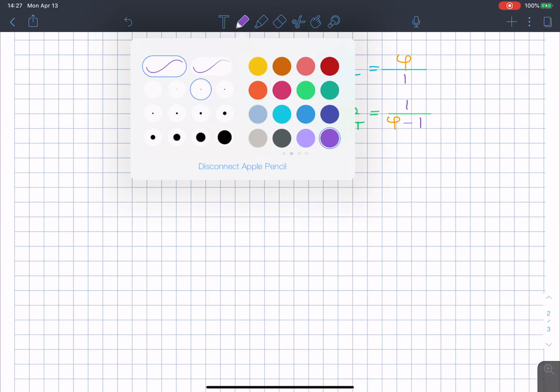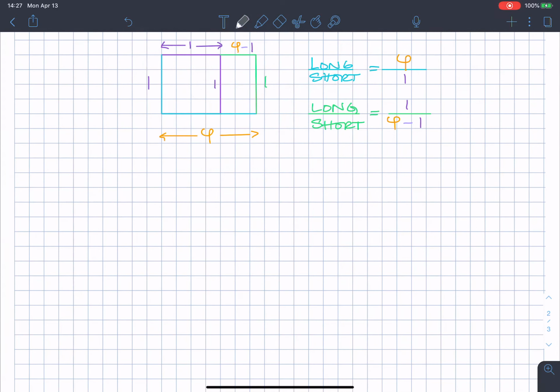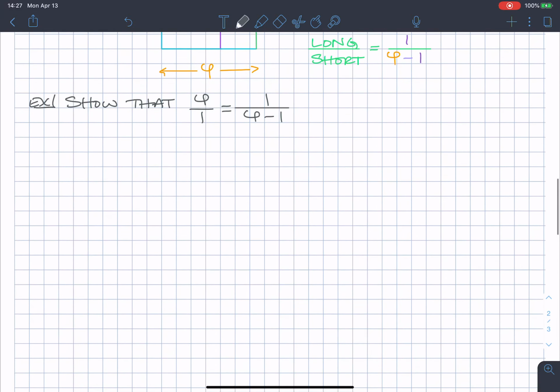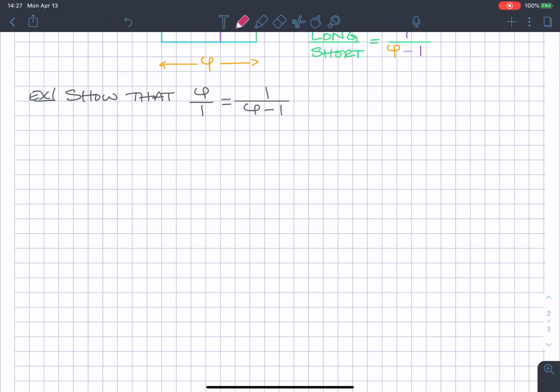So, for example, let's show that. Phi over 1 is equivalent to 1 over phi minus 1. Okay, and let's recall before we move on. What was the value for phi? Not that it matters, but phi was 1 plus the square root of 5 all over 2, not minus.